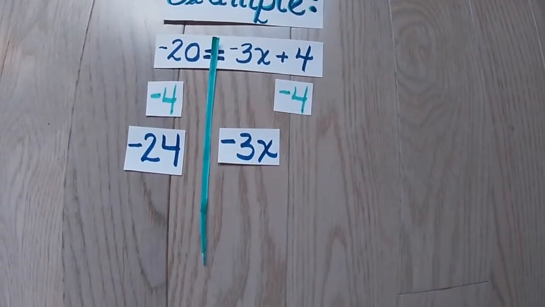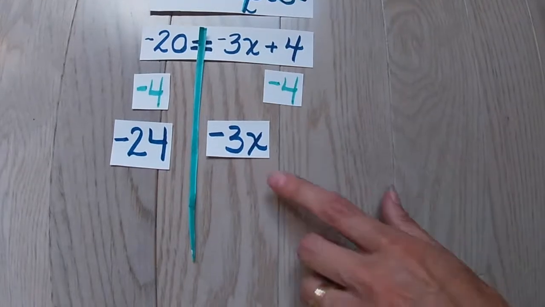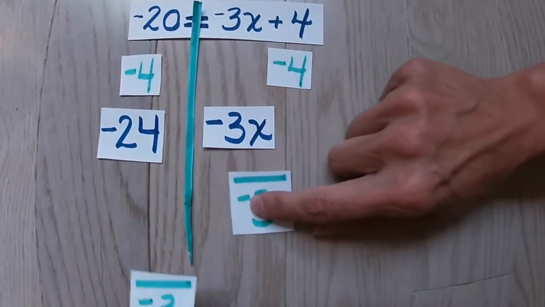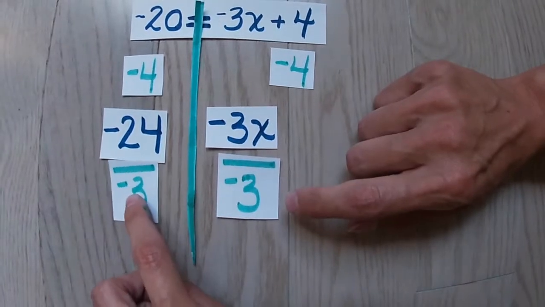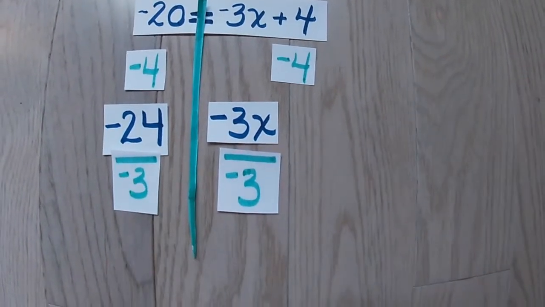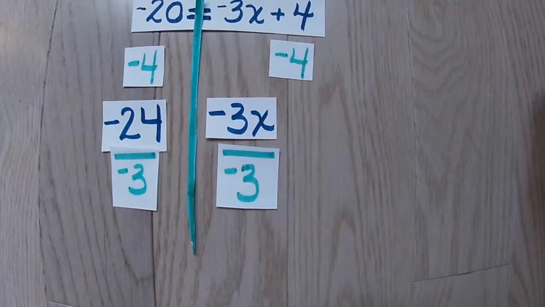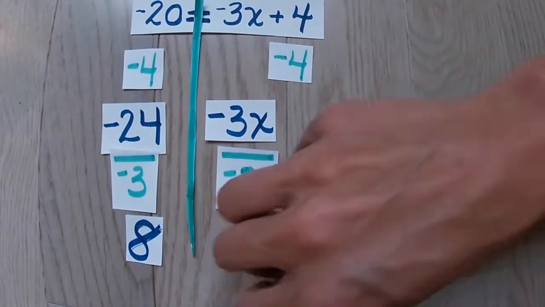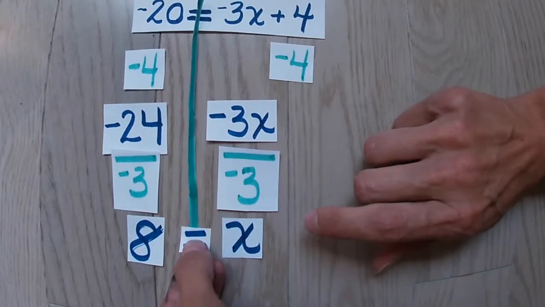If we have negative 24 equals negative 3x, to get our x alone, it's being multiplied by negative 3. So to undo that, we're going to divide by negative 3, and don't forget to do it to both sides. We're left with negative 24 divided by negative 3 is 8, which we now know is equivalent to x.